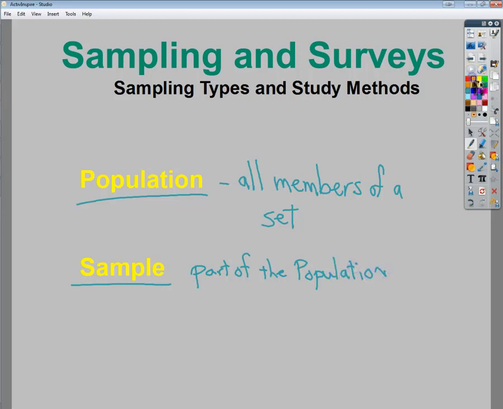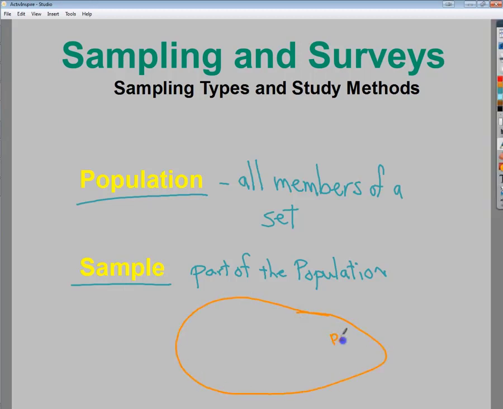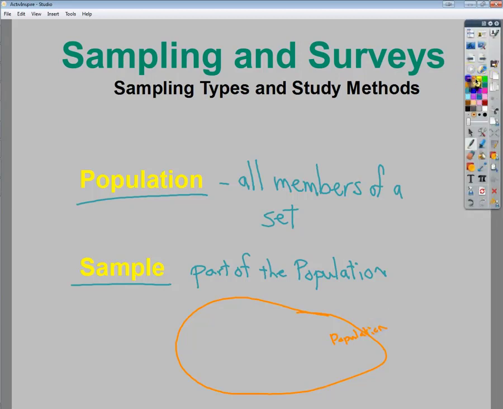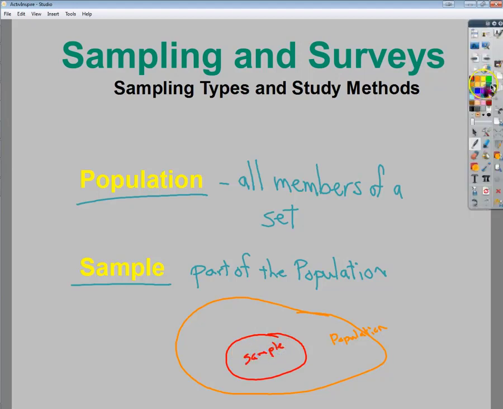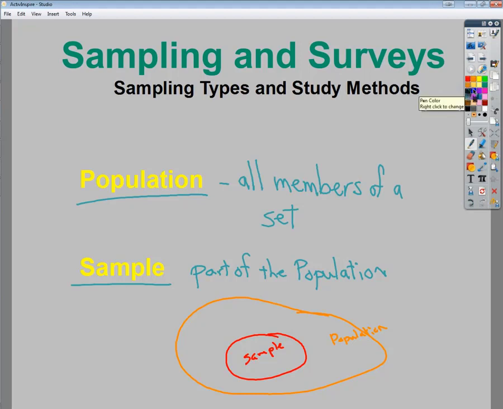So if here's my population, a sample would just be part of it. That's how they get polling data when they ask about political opinions, like 75% of Democrats say this. Well, obviously they don't go and ask everybody who's a Democrat what they believe, or Republicans either. What they do is take a random number, or they pick a number of people and try to assess them.